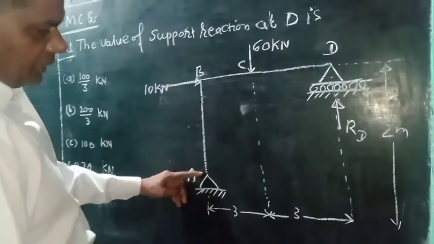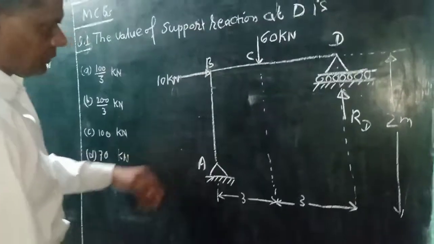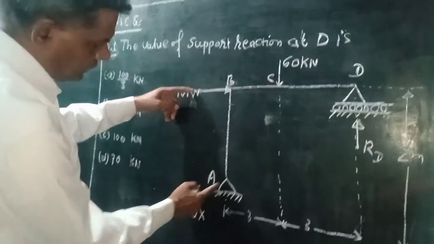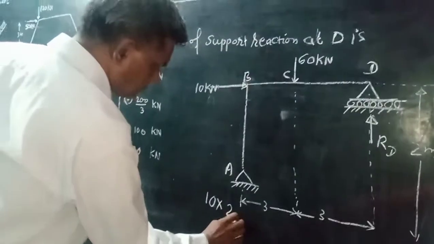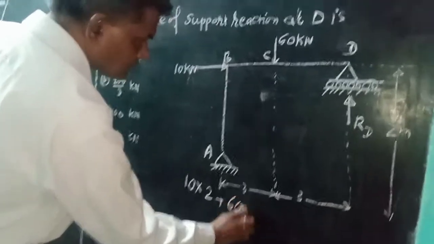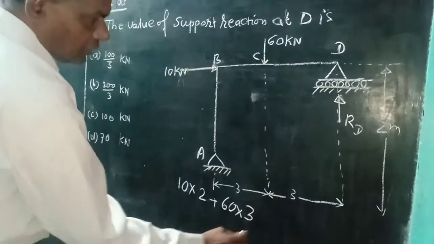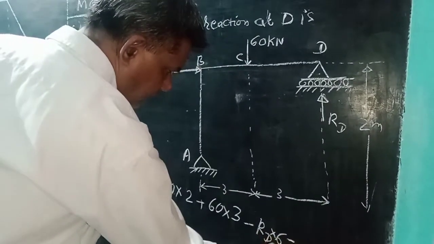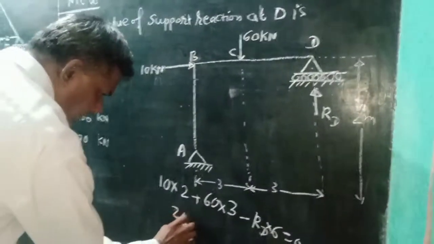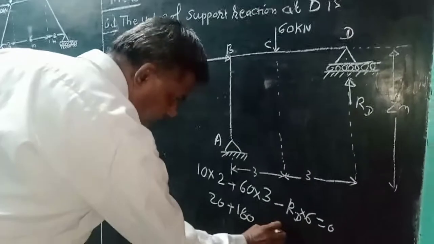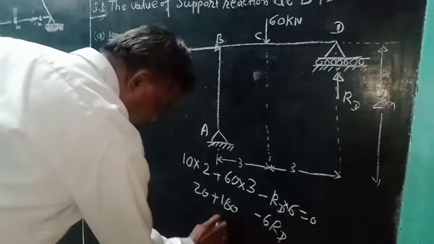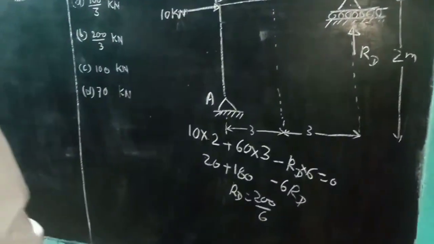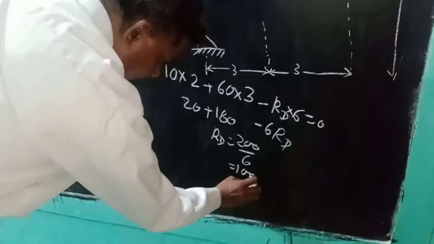So taking moment about A equal to 0. The moment is 10 kilonewton multiplied by the height 2, so 10 into 2, plus 60 into the distance 3, minus RD multiplied by 6 is equal to 0. So this is 20, and 60 times 3 is 180, and 6 RD. So RD is equal to 200 divided by 6, which cancels out to 100 by 3.